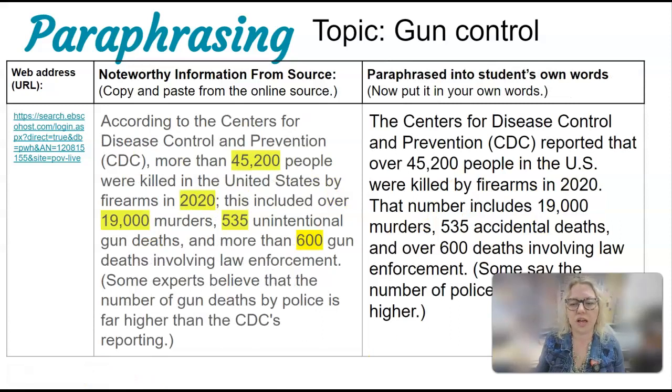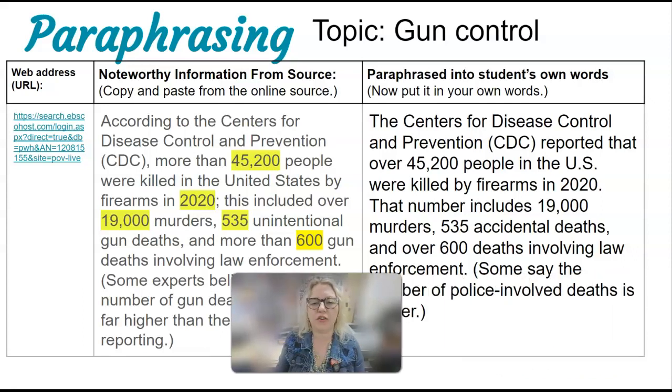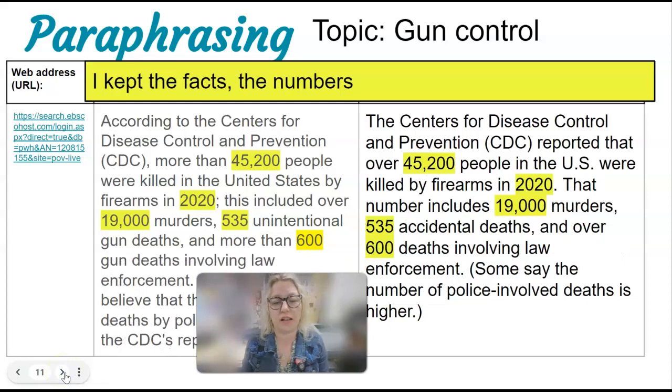All right, so here's how one might paraphrase the information on the left. The Centers for Disease Control and Prevention reported that over 45,200 people in the U.S. were killed by firearms in 2020. That number indicates 19,000 murders, 535 accidental deaths, and over 600 deaths involving law enforcement. Some say the number of police-involved deaths is higher. So you can see that it means the same thing as the information on the left.